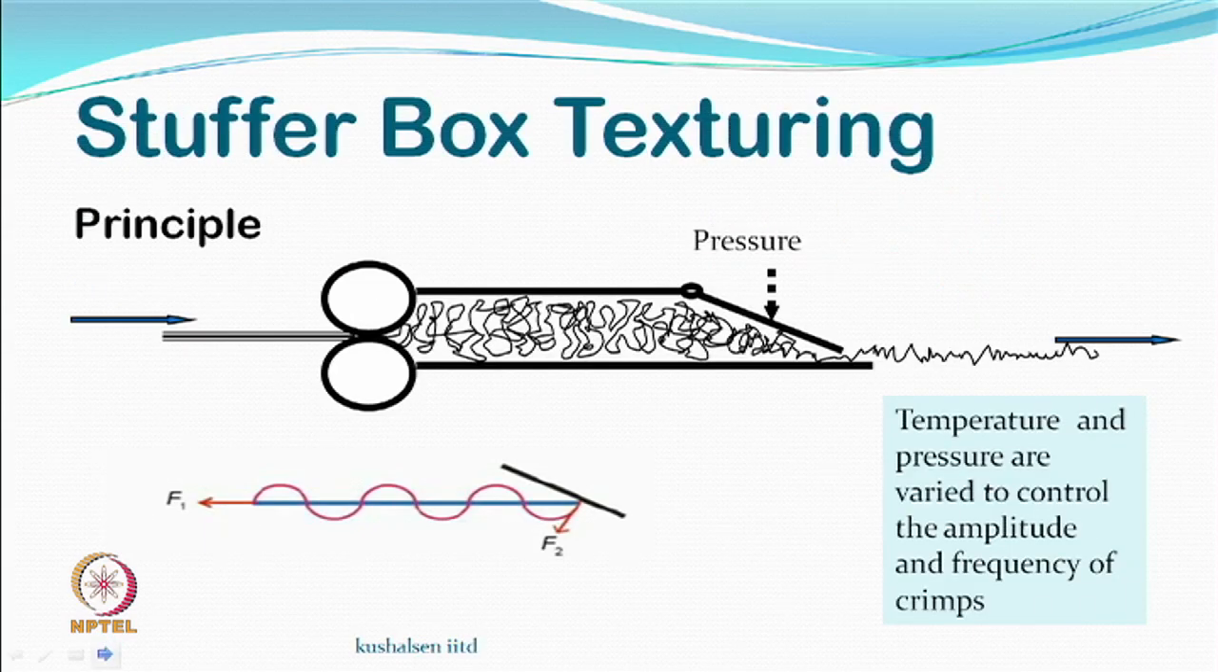Have you heard of this term? Maybe before. Stuffer box texturing. It is a very simple thing, it looks like a box, therefore, it is a box. You stuff the yarn into this, therefore, it is called stuffer box. Finally, you get something called a textured yarn, therefore, the process is stuffer box texturing. So, what do we have in it? There is a feed roller.